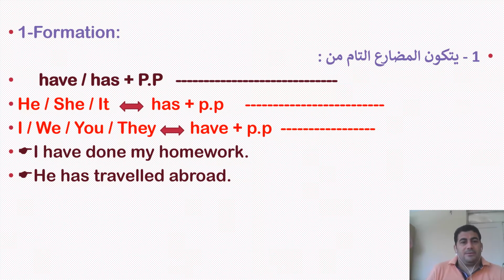Okay? Example, I have done my homework. Number two, he has traveled abroad. So, if you look at these two examples, you can find the first example includes have done, the second one has traveled. Okay, this is the formation of the present perfect simple tense.